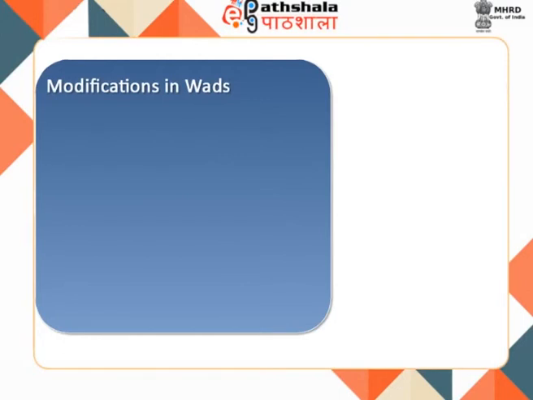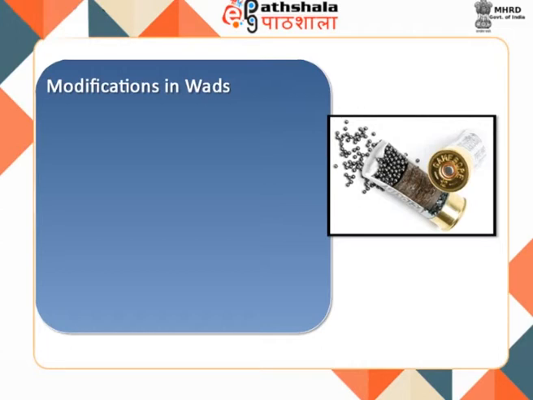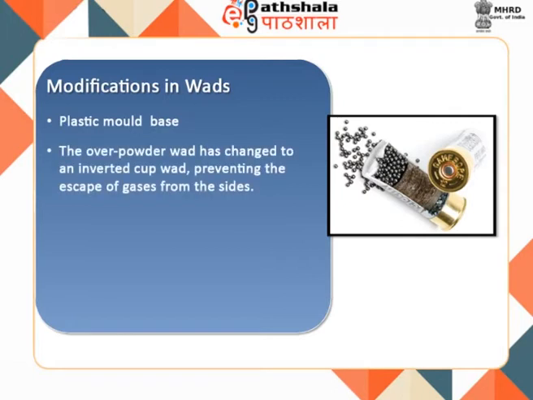To increase the efficiency of shotguns, several modifications in wadding have been made, like the base wad, which is plastic molded and fixed in the base of the brass head under pressure. The overpowder wad has changed to an inverted cup wad, open side towards and over the powder, so that when gases are formed, the open round edge of the cup is pressed with the pressure against the barrel and thus it seals the bore. It prevents the escape of gases from the sides.